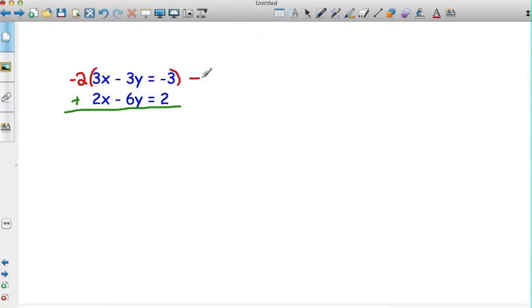Alright, so I'm going to rewrite it right next door. Similar to distributing, that's what I like to do. Negative 2 times 3 is negative 6x. And then I have a negative 2 times a negative 3 gives me a positive 6y. And then this is going to equal a negative 2 times a negative 3 gives me a positive 6.